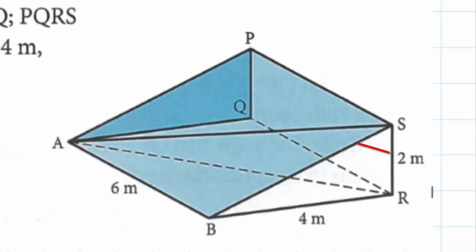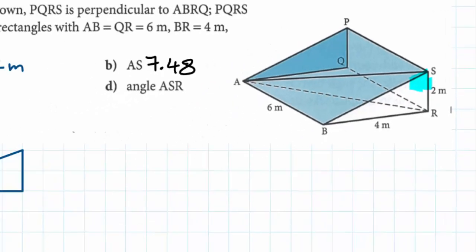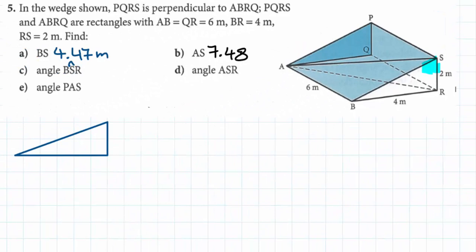Part C, angle BSR. This angle. It's between B, S, and R. So always when the question says angle, the middle letter is the one that has the angle. Angle BSR is here, so let's label this triangle BSR and work on it again. We need to find this angle.